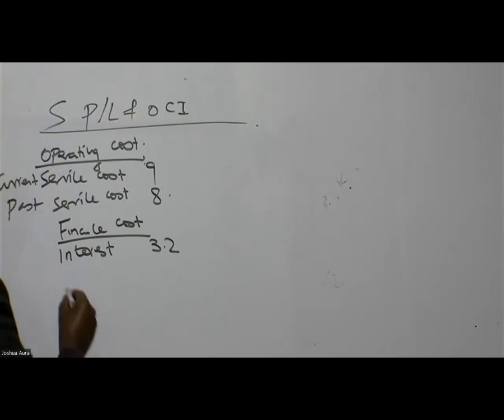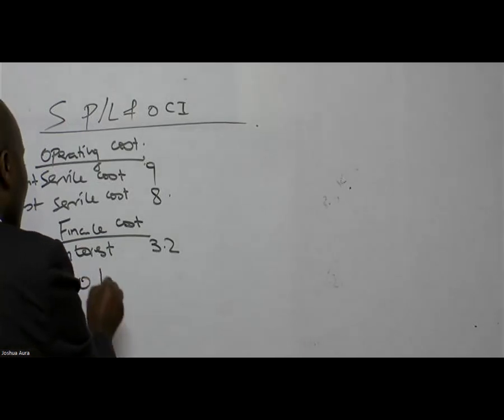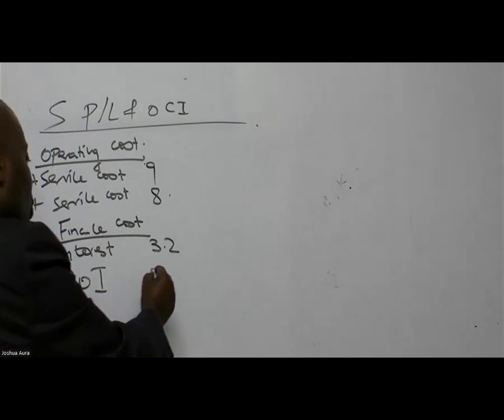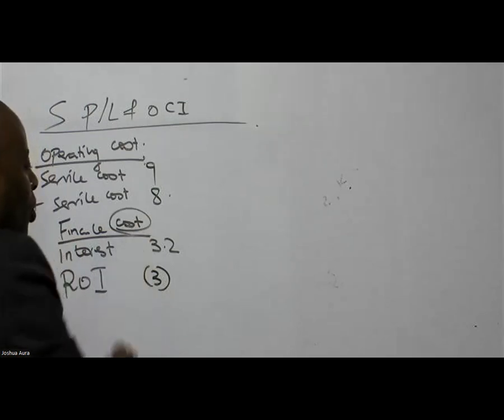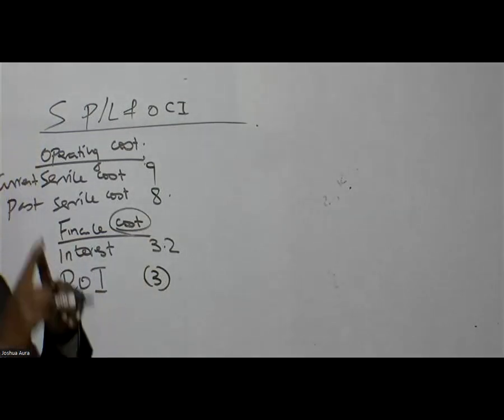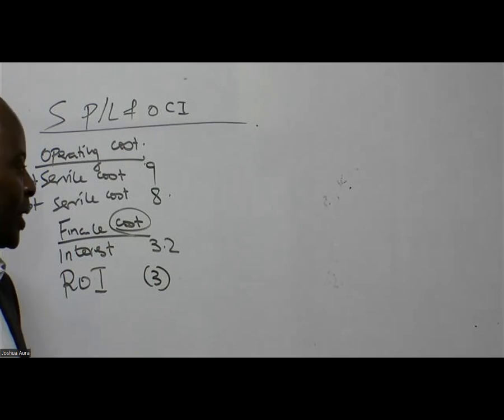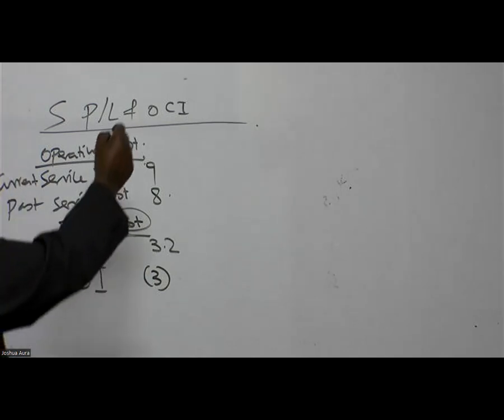Yeah, and then you must come here and give us the return on investment. Return on investment, what are you able to see there? 3. So of course, because we have called this a cost, the return on investment has to be in brackets. That's what the standard tells us. It has to be in brackets like that. And then now we have this other component.